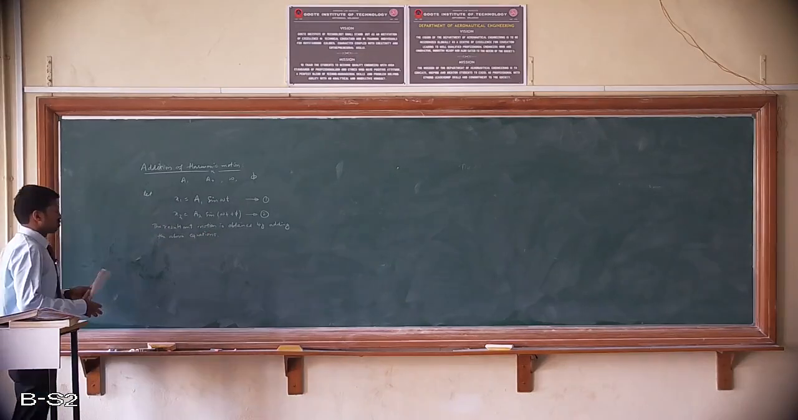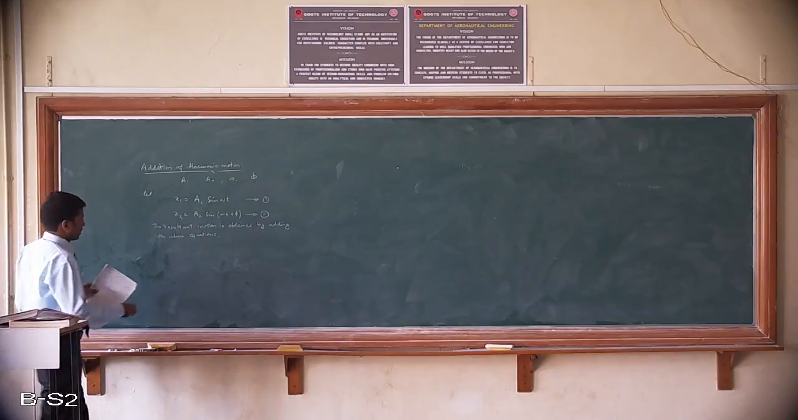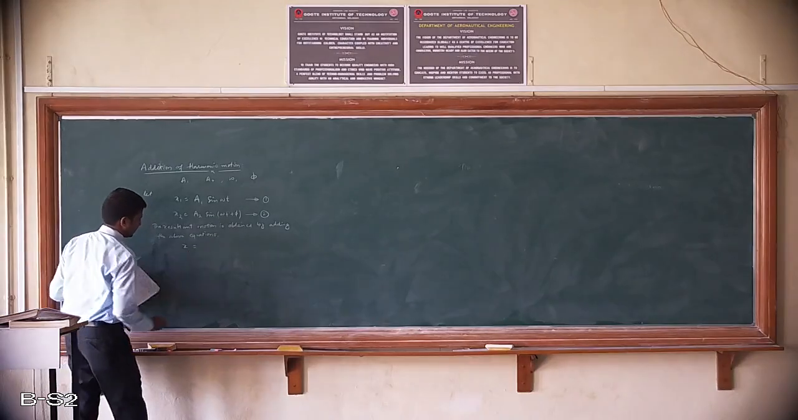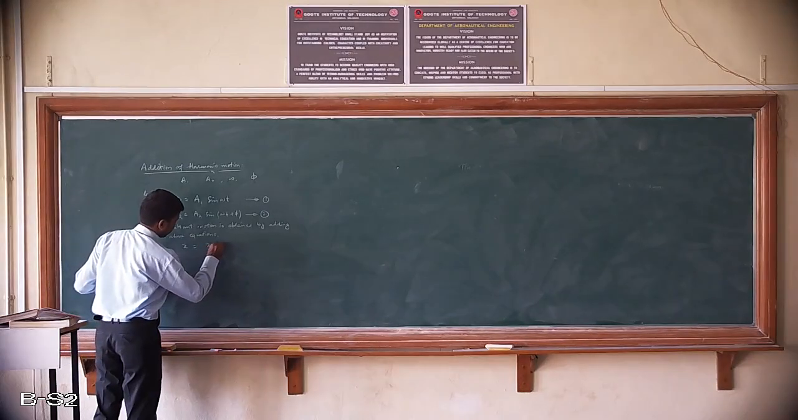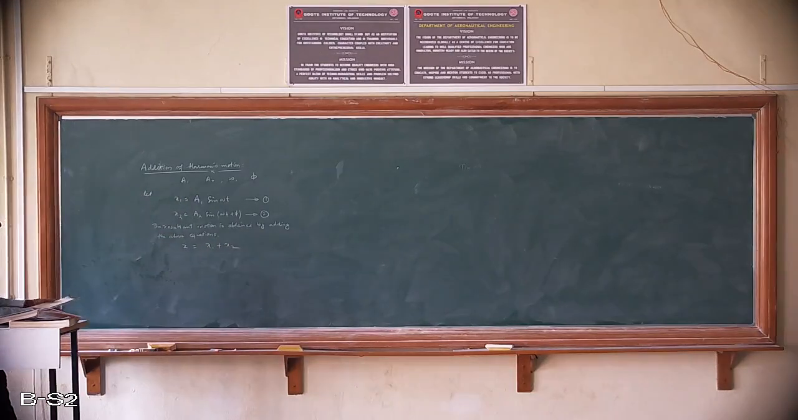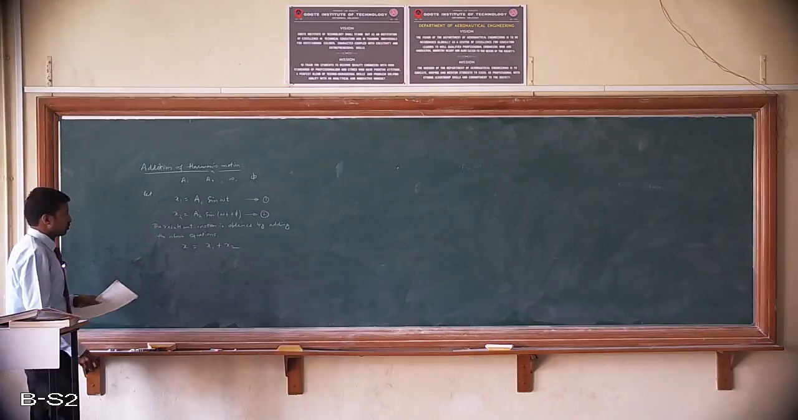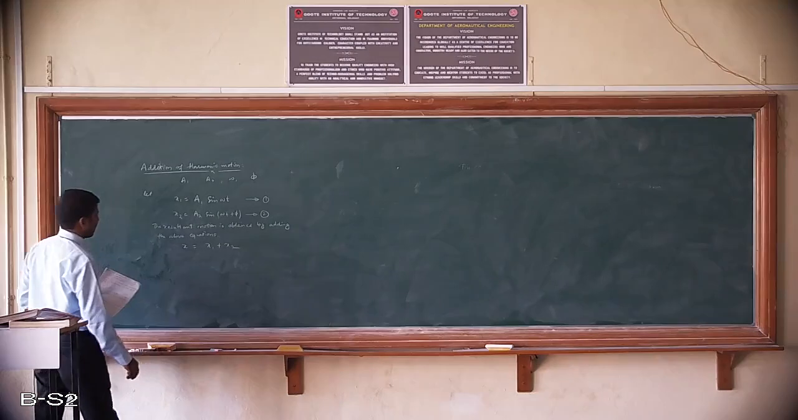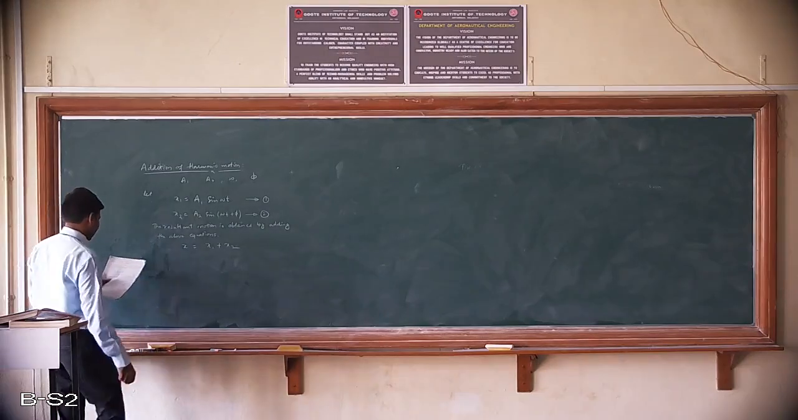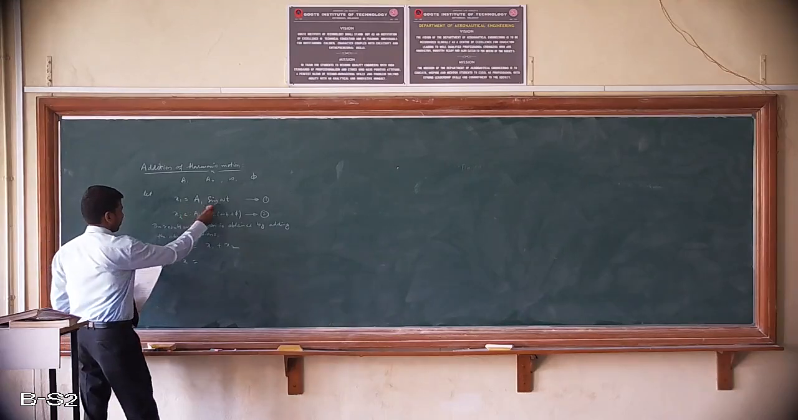The resultant motion is obtained by adding the above equations. Let the resultant motion be x = x1 + x2, where x is the resultant motion and x1 and x2 are already known. So substitute the values of x1 and x2 in this equation.